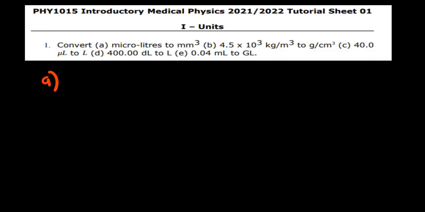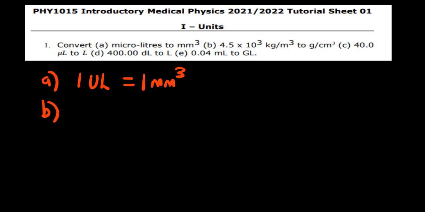The first one is asking us to convert microliters to millimeter cubed, and the rest follows. So let's start with the first question. A is saying microliters to millimeter cubed. You know that 1 microliter is just equivalent to 1 millimeter cubed. So this is a conversion unit, so there is nothing much to solve about question 1. Let's go to question B.